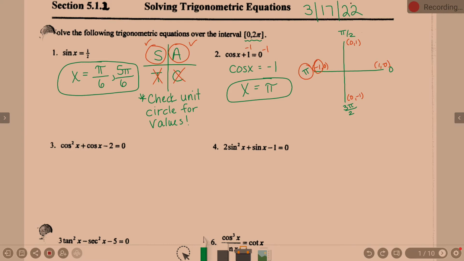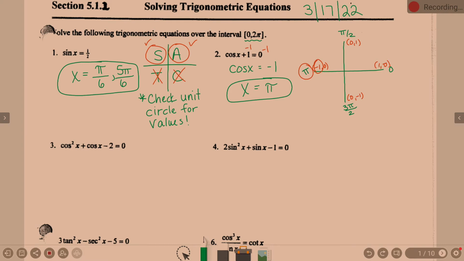Okay, example 3. Told you we got to get the basics, right? Now we're ready to go a little more complicated here. Thoughts on cosine squared x plus cosine x minus 2 equals 0? Move the 2 to the right side and then factor cosine.